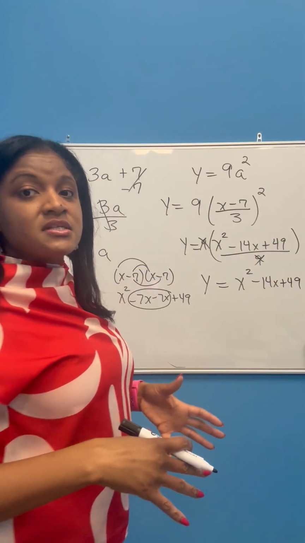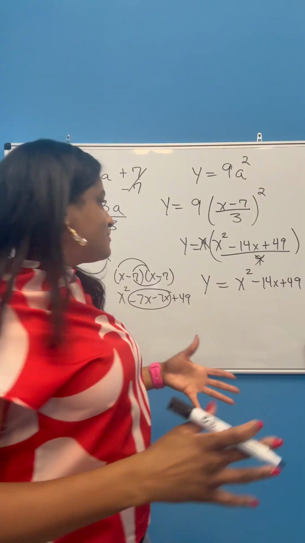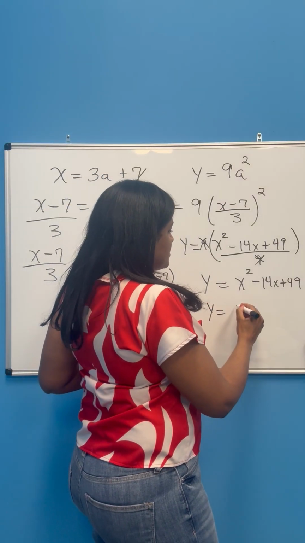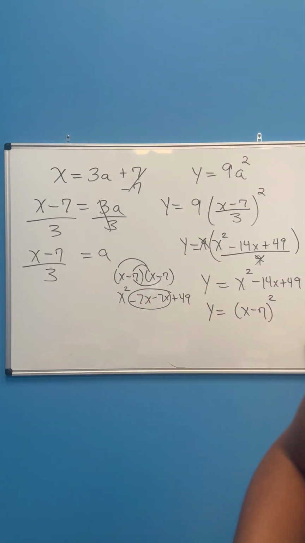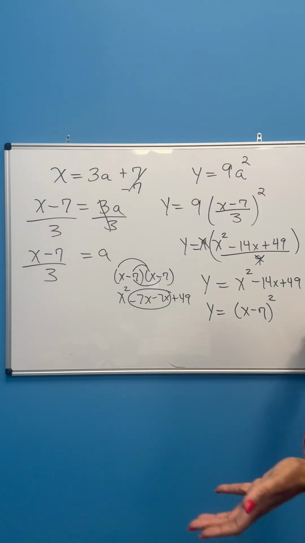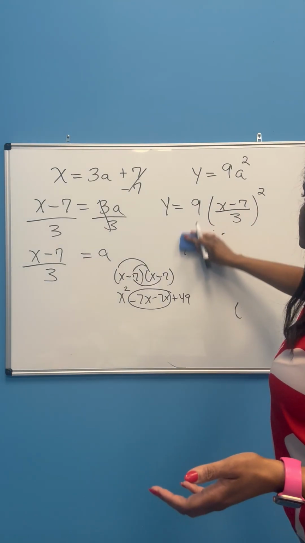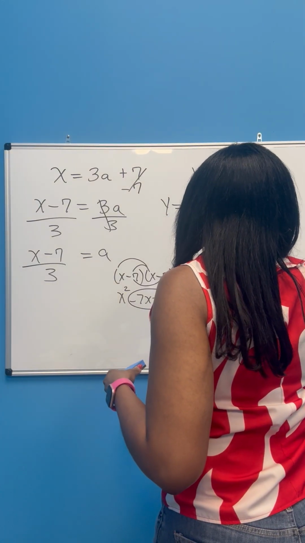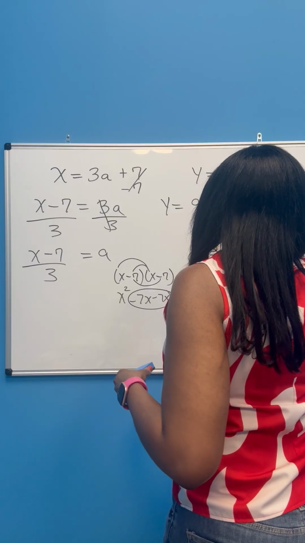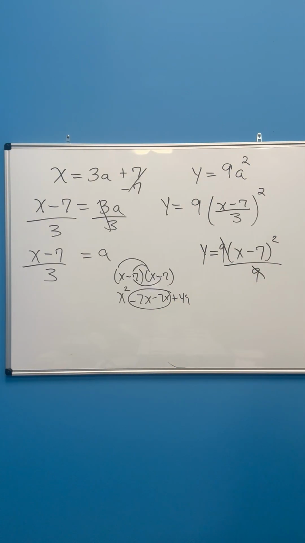Now looking at the answer choices, it was not expanded out like that, so I didn't need to do all that. It was just y equals x minus 7 to the second power. I didn't need to expand it out, because I could still just leave it as x minus 7 to the second power over 9. I still had that 9 here, and I could see that they canceled out.